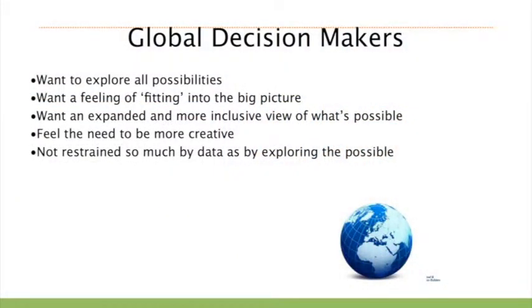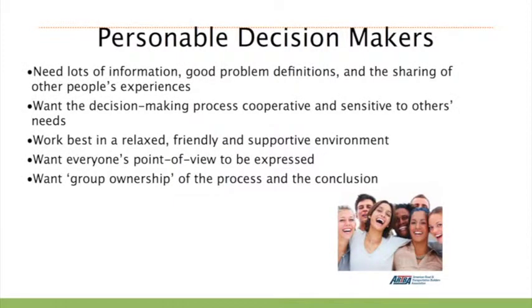The third style, global decision makers, want to explore all the possibilities, and they need to know that their decision fits into the big picture. Global decision makers are big picture thinkers and feel the need to be more creative. They don't let data restrain them, but instead look at possibilities for their decision.